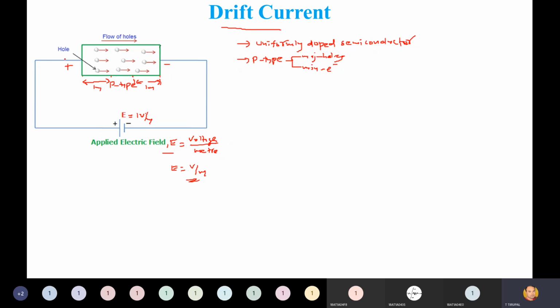So if I apply plus and minus here, what happens? This is a hole, always a positively charged particle. Plus and plus will repel each other, so this hole moves away from the positive charge. While this charge carrier is moving, this one is not moving. Only up to this point the charge carriers are moving, because I am applying an electric field of 1 volt per meter.